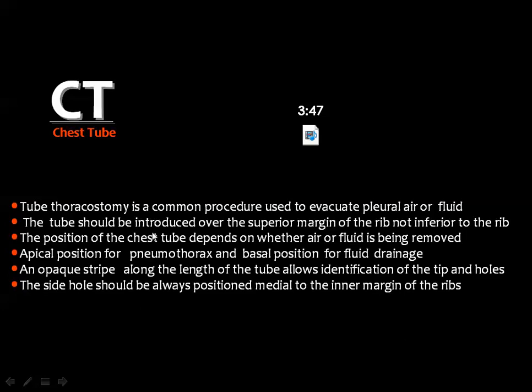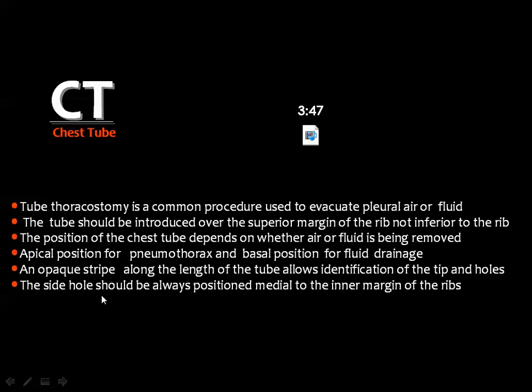One of the important things is to introduce the tube over the superior margin of the rib to avoid, of course, the intercostal nerve and intercostal artery, which pass below the inferior edge of the rib. The position of the chest tube depends on whether air or fluid is being removed. If air, the tube is directed upwards. If fluid, the tube is directed to the side of the fluid accumulation.